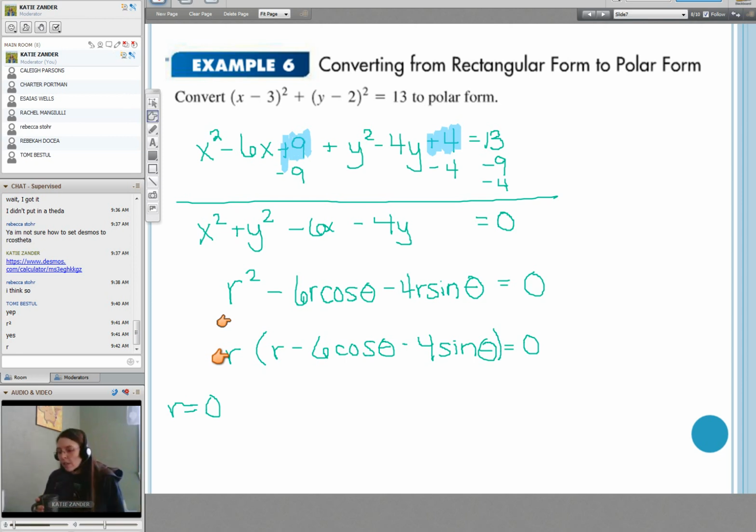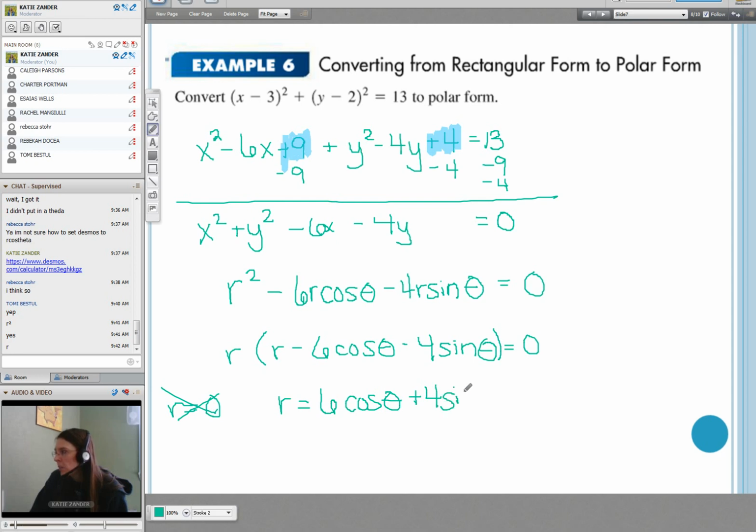So we'll do r equals 0, but that's just a point at the origin. And we know that r equals 0 is not the equation for what we had up there in the rectangular form, right? That is not a point at the origin. So that gets thrown out. That's not a possibility. Now if I take what's inside my parentheses here and solve for r, essentially we'd have to add 6 cosine theta to both sides and add 4 sine theta to both sides. That is a much better possibility of a circle not centered at 3, 2.